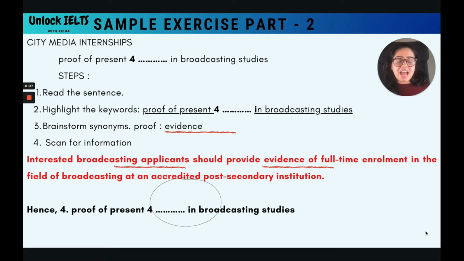I have picked up that part of the passage which is related to the keywords given in the question. Clearly, it states, interested broadcasting applicants should provide evidence of full-time enrollment in the field of broadcasting. Going back to the question once again, we need to give the proof of present enrollment. Clearly, the word enrollment is the right answer for this question.